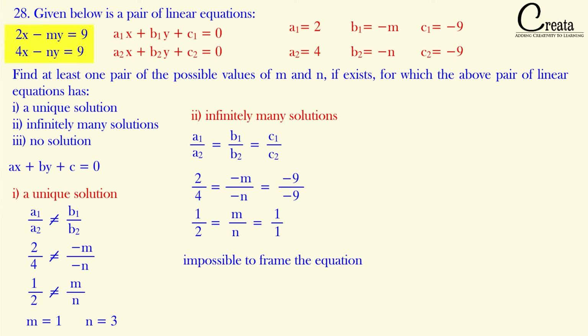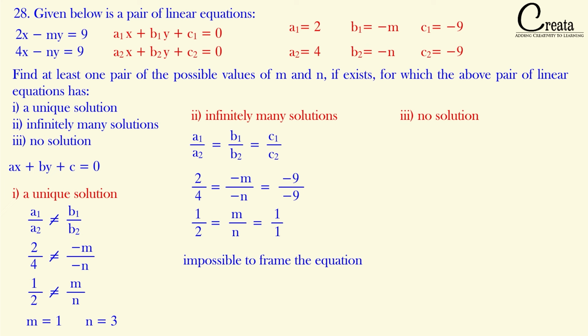Got it? If you observe the given equation in the raw form, here the ratios of the coefficients are not matching. Here a1 and a2 are 2 and 4 and c1 and c2 are minus 9 and minus 9. On observing the equation, you can directly say these two lines will not be overlapping with each other because the ratios of the coefficients are not equal. Here 2 by 4 is 1 by 2 and 9 by 9 is 1 by 1. So whatever value you put for m and n, the condition of infinitely many solutions, that is overlapping lines, will not be possible. So the answer is impossible to frame the equation. Got it? Let's go to the third condition, that is no solution.